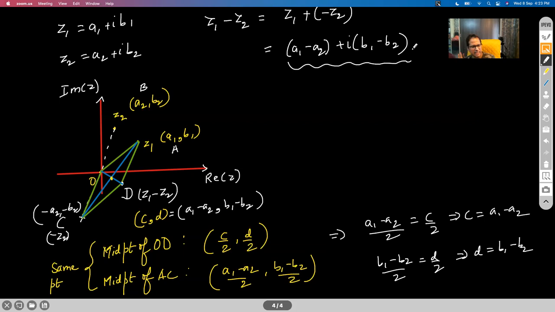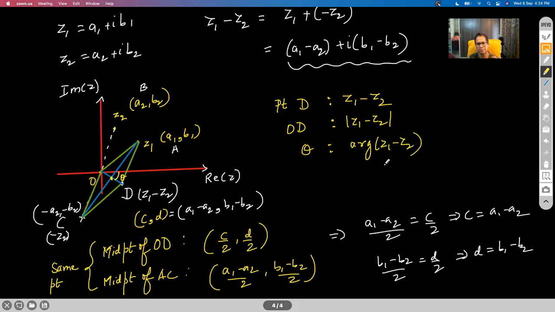Okay. Any questions, any concerns? So let me officially write it over here. The point D represents your Z1 minus Z2. The length OD represents the modulus of Z1 minus Z2. And this angle, everybody pay attention, this small angle here that I'm showing, that angle theta represents the argument of Z1 minus Z2. Okay, so please make a note of this. Note it down.